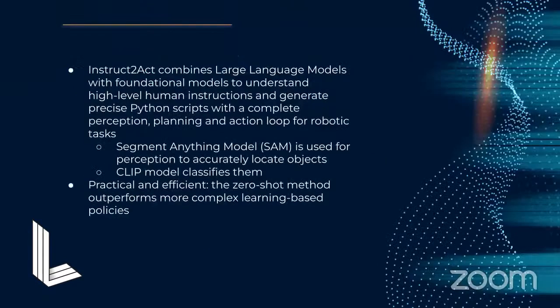of this approach. So Instruct2Act uses large language models in combination with visual foundational models to help understand high-level human instructions done entirely in natural language and generate precise Python scripts. And they're also able to generate a complete loop for perception, planning, and execution and control.